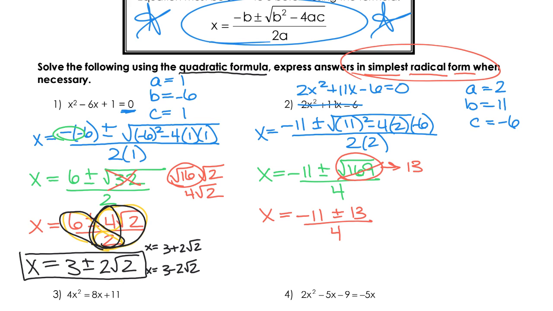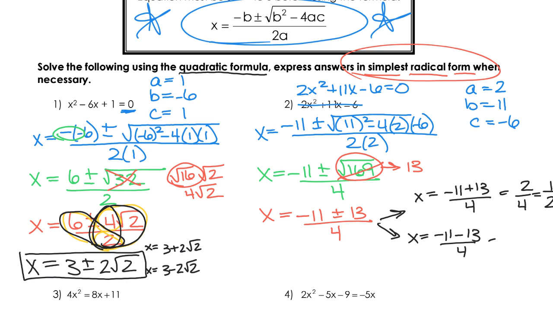Okay, and now we could divide both of those by 4 if we wanted to, but because there's no radical, how we're going to separate them is we're going to do x equals negative 11 plus 13 divided by 4, and we'll do x equals negative 11 minus 13 divided by 4. Negative 11 plus 13 on top here is a 2 divided by 4, which is 1/2. Negative 11 minus 13 is negative 24 divided by 4, which is negative 6.